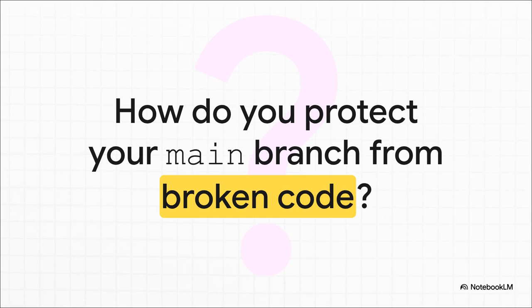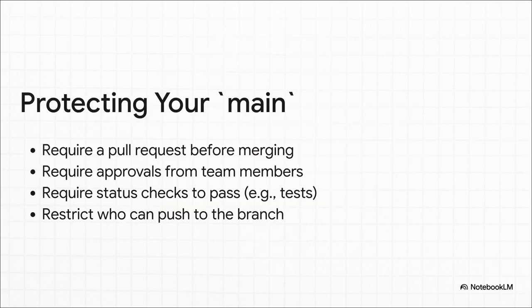So this leads to a really, really important question. If you have all these people working on all these different branches, what stops someone from accidentally merging broken code into your most important branch, the main branch? The answer? You set up some rules. They're called branch protection rules, and they are literally the guardrails for your main branch.